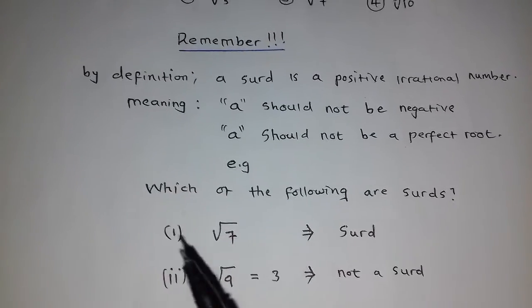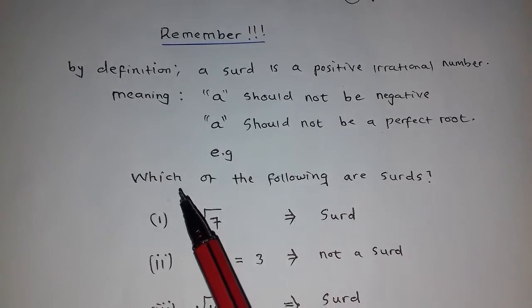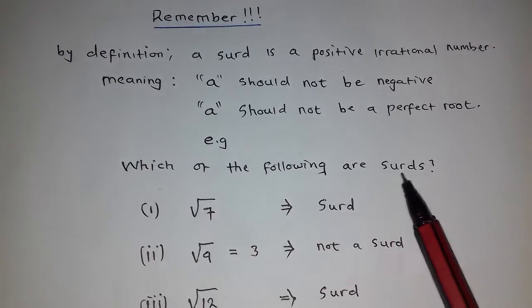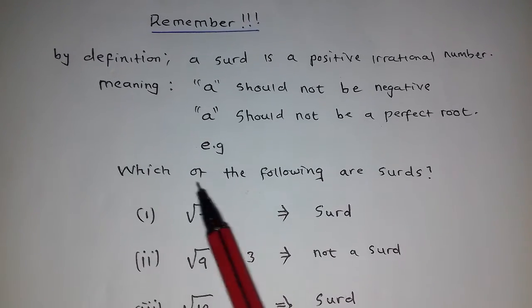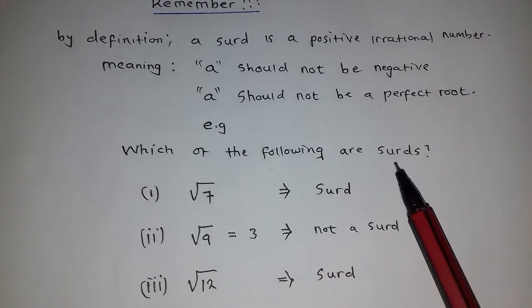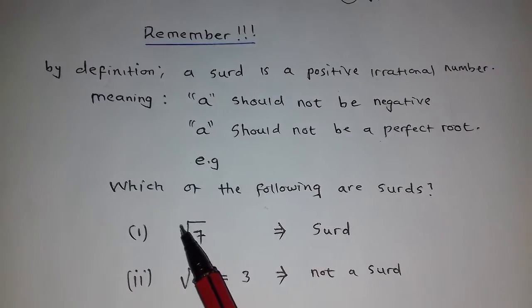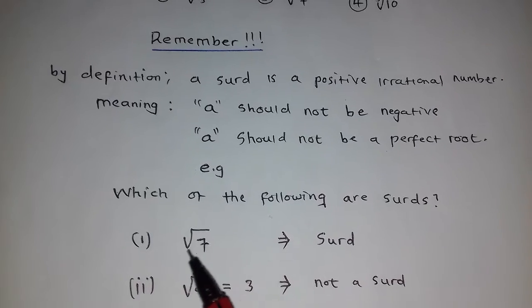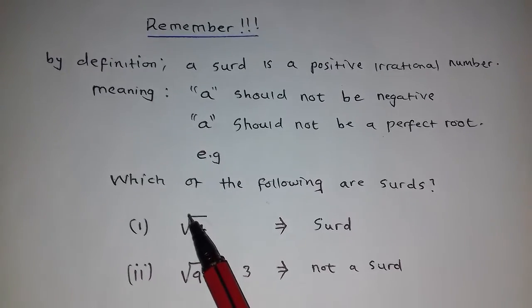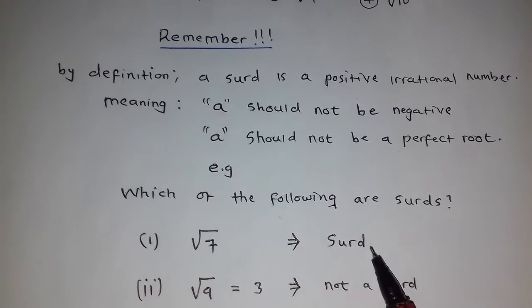For example, which of the following are SURDS? This is how questions come. Which of the following are SURDS? Let's look at the square root of 7. The square root of 7, we know that 7 does not have a perfect square root. Therefore, it is a SURD.